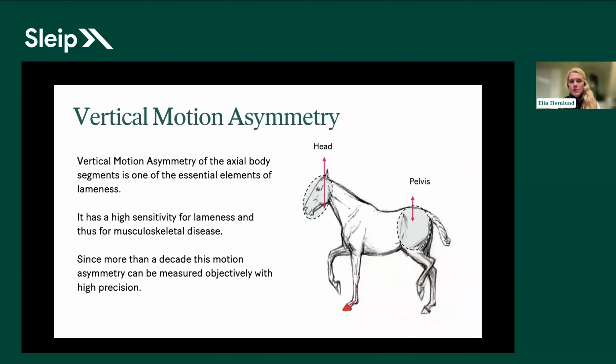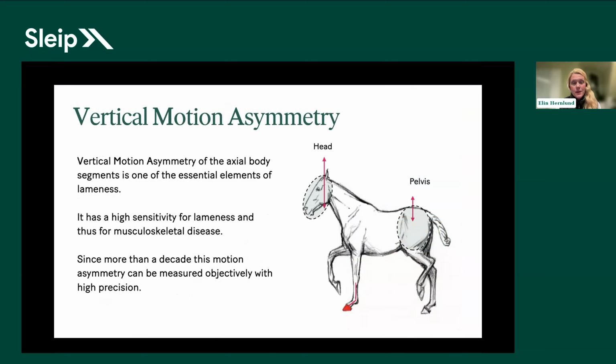And these motion components that you can measure have been studied really well in biomechanics. The components that are most important, I dare to say, are vertical motion asymmetries. And this is built on a very big body of scientific literature. So vertical motion asymmetries of the axial body segments, and most of the time we talk about the head and the pelvis, but we could also talk about the trunk, is the most essential element of lameness, I would dare to say.